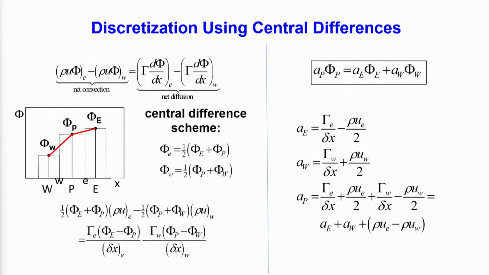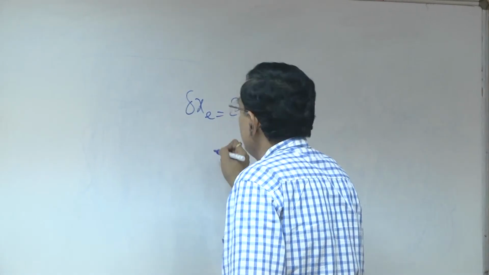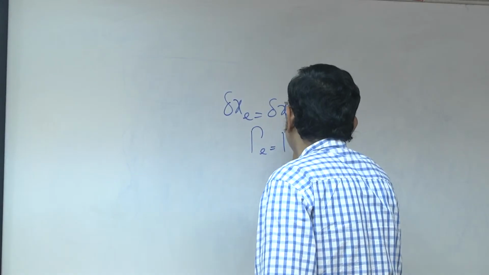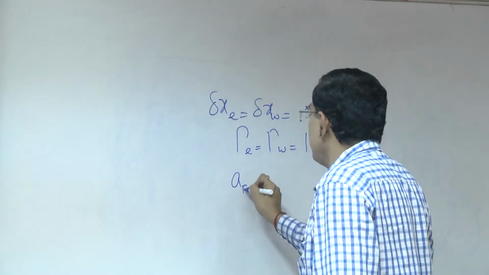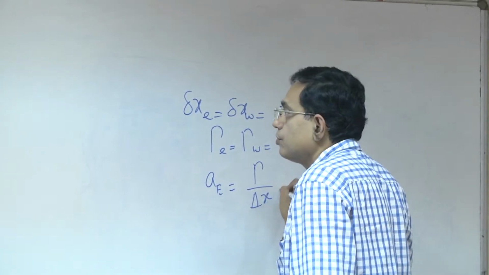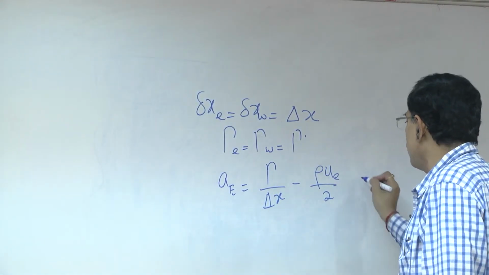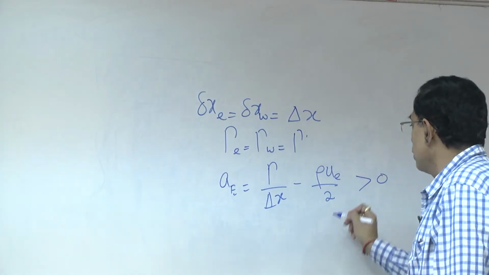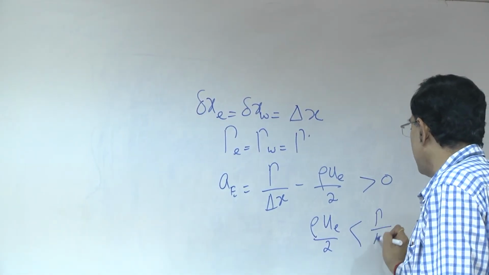So, that means that for this scheme to work, what you need to have. We have taken as an example delta x E equal to delta x W equal to delta x. So, your rho and say gamma E equal to gamma W equal to gamma, let us say these are all the same. Then your AE will be equal to gamma by delta x minus rho u E by 2. Okay. So, you want it to be greater than 0. That means you want rho u E by 2 less than gamma by delta x.